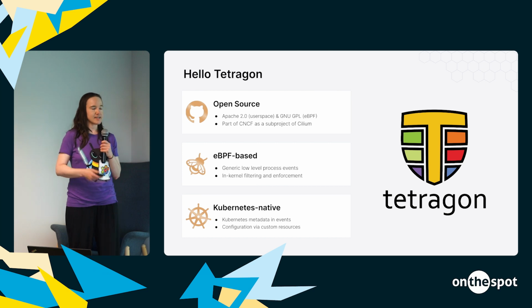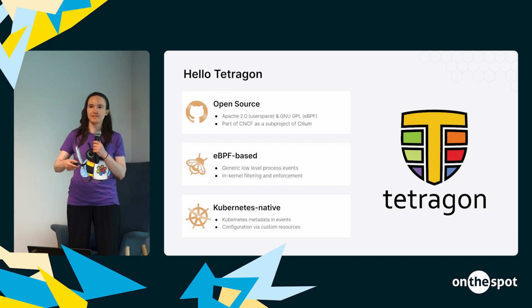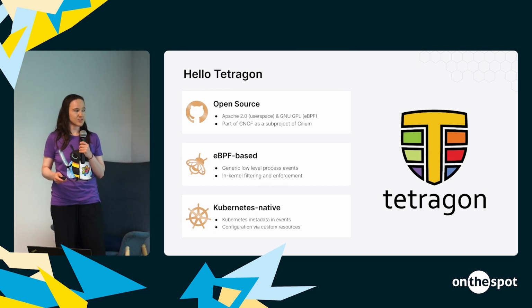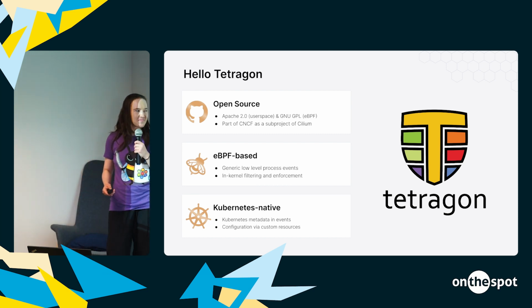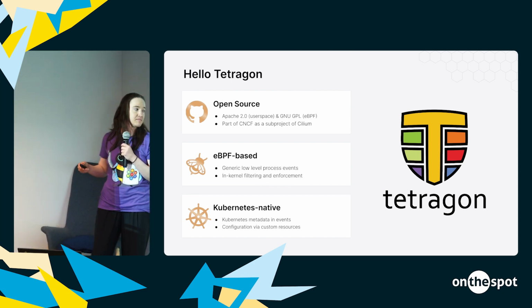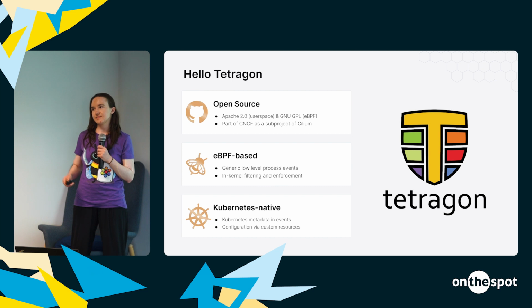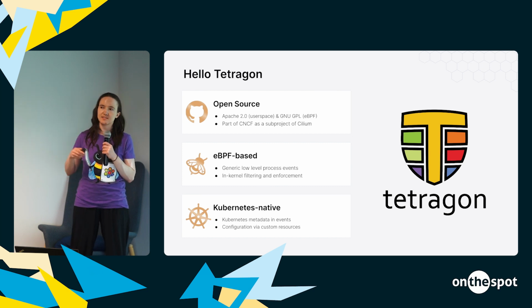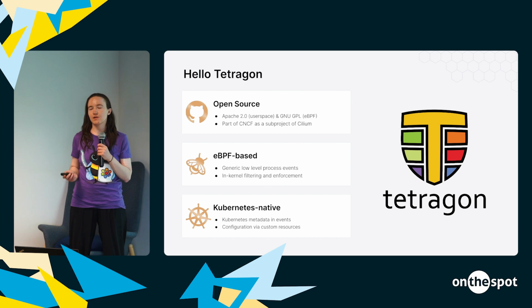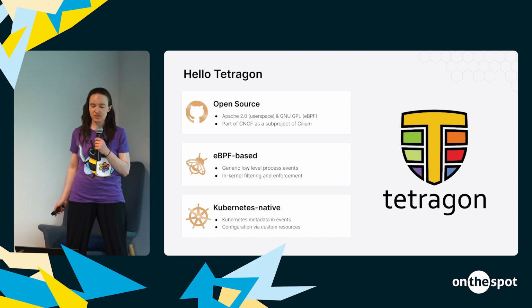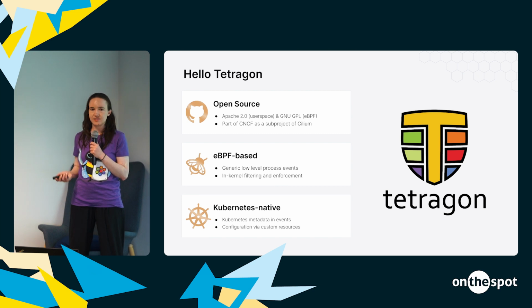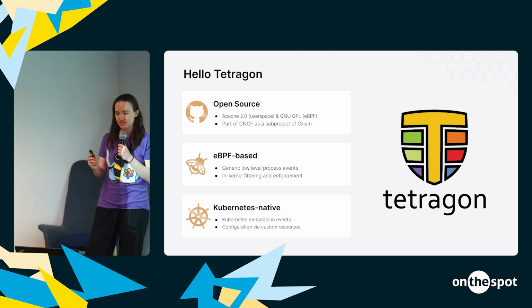mainly for generating events. The events are low-level events attached to a process. So it's monitoring processes essentially. And it does filtering, aggregation, and also enforcement for security in kernel. It is Kubernetes-native in a way that all events and all data produced by Tetragon has Kubernetes metadata about user workloads, so things like namespaces, workloads, pod names, things like this. And Tetragon is configurable via Kubernetes custom resources.